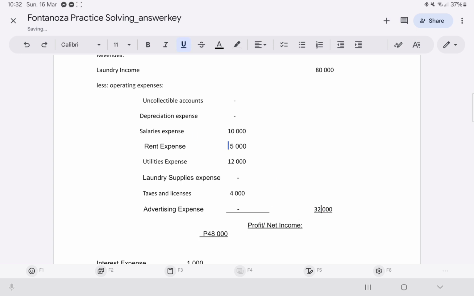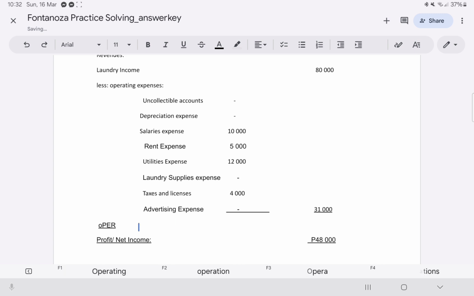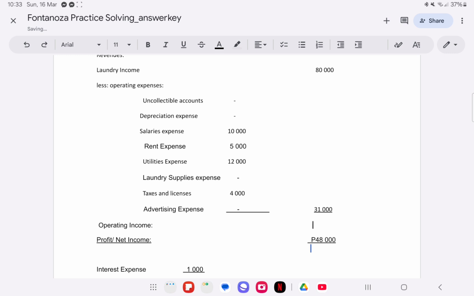32,000. I think this is 15, 10, 15, 20, 27, 31. So this is 31,000. Okay. So get the operating income. Operating income. How much? 80,000 minus 31,000. Okay, so our total operating income is 49,000.